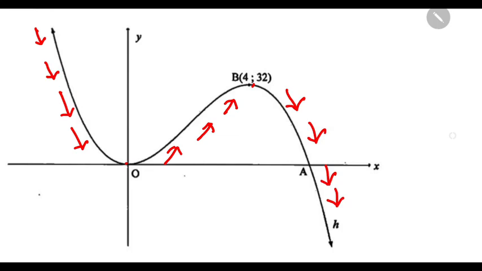So you want to know where the function is increasing. The function is increasing between these two turning points. So the answer is going to be between 0 and 4, and both 0 and 4 are included. Whenever you have to give the answer for where f is increasing or decreasing, the turning point values are also included. So between 0 and 4, and 0 and 4 are included.